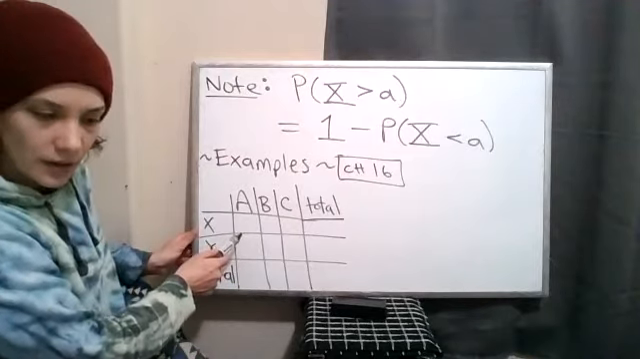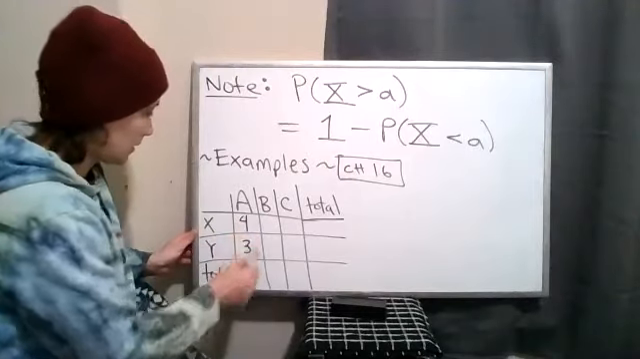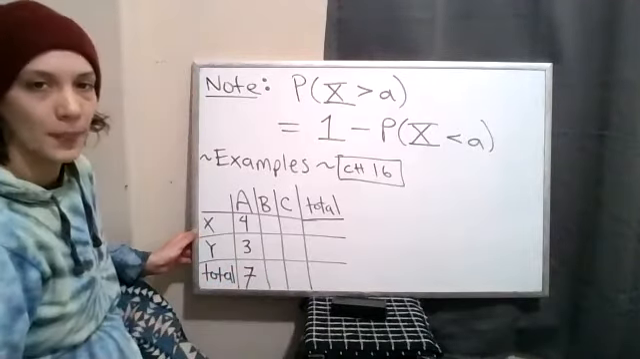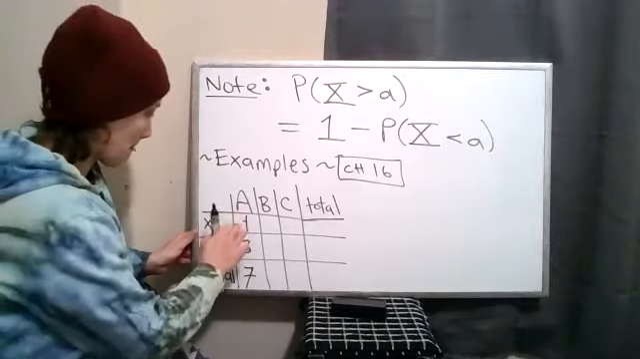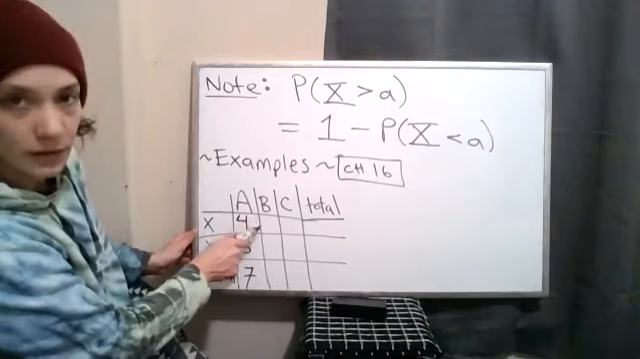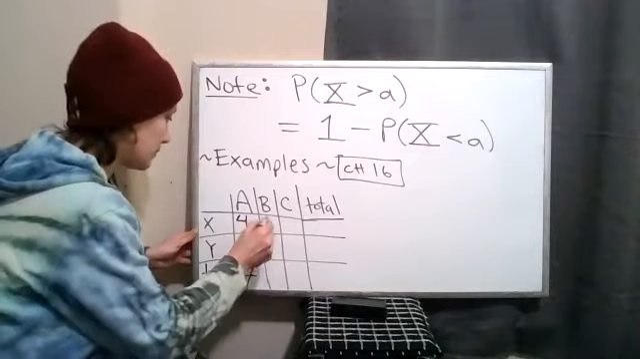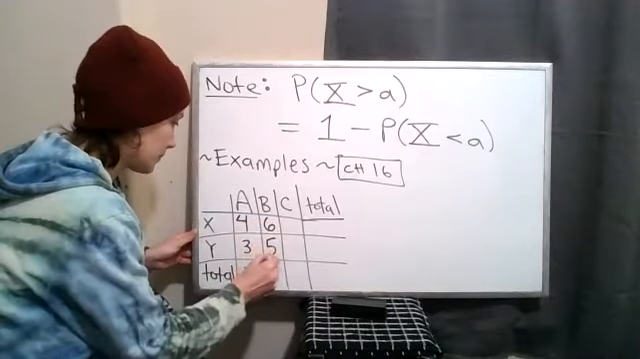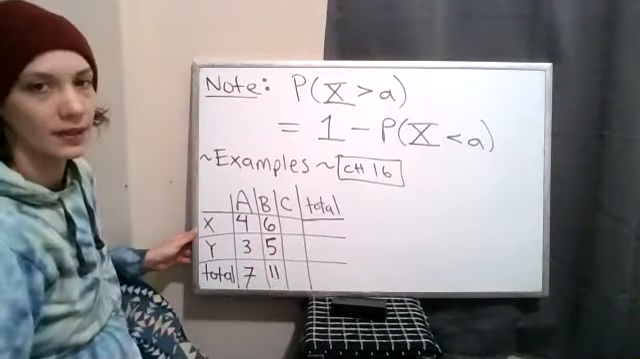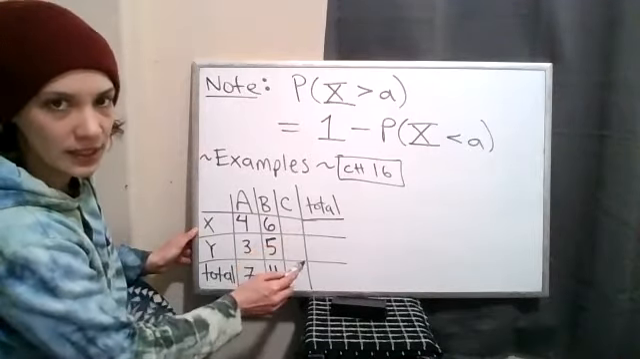Start here. Event A is 4 followed by 3. The total would be 7. Event B has 6 and then 5 with 11 total. Event C, 5, 3, 8 total.